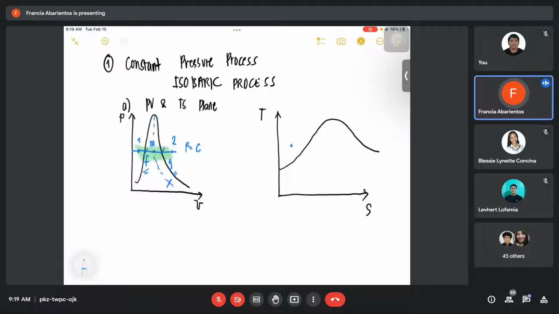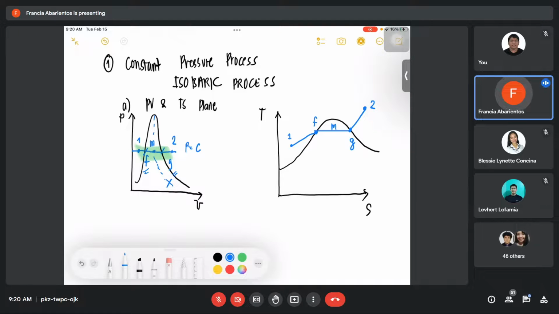Pag constant pressure, ganito yung magiging itsura niya sa TS diagram. Excuse me. From point 1, papunta ka dito sa point F, wherein that is the saturated liquid line. Straight siya class pagdating dito. Okay? And also, yung M natin, mixture. And this is the saturated vapor line. And this is now at point 2. Okay. For example, yung pressure natin is 0.2 megapascal. So, ganito yun, class. Pag dinraw mo siya sa TS diagram, magiging ganito siya. Okay.